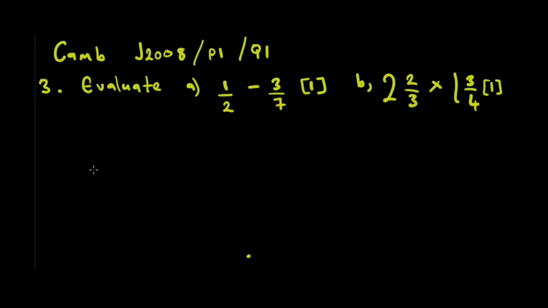Number 3 yatorwa from June 2008, paper 1, iri kuti evaluate 1 over 2 minus 3 over 7. Saka A, 1 over 2 minus 3 over 7. Tiri pano, we need a common denominator. Saka 2 na 7, hatina a clear relationship yatogona kuona apa. Saka zvachangoita kumultiply madenominator acho in a bit yekutsvaga the lowest common multiple.